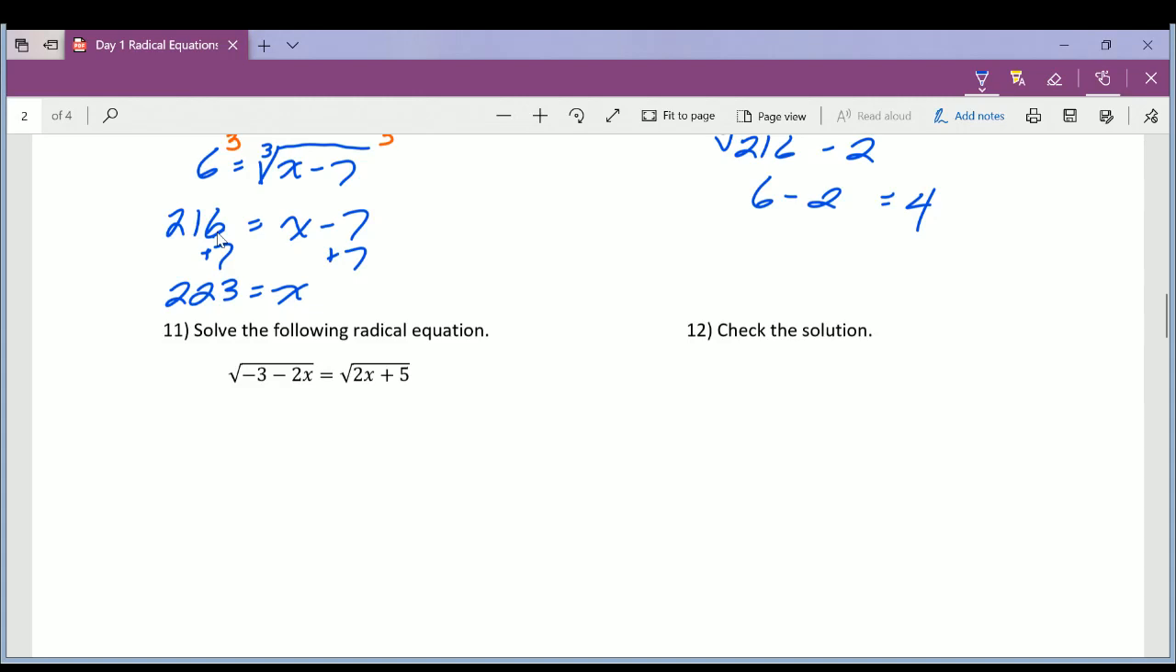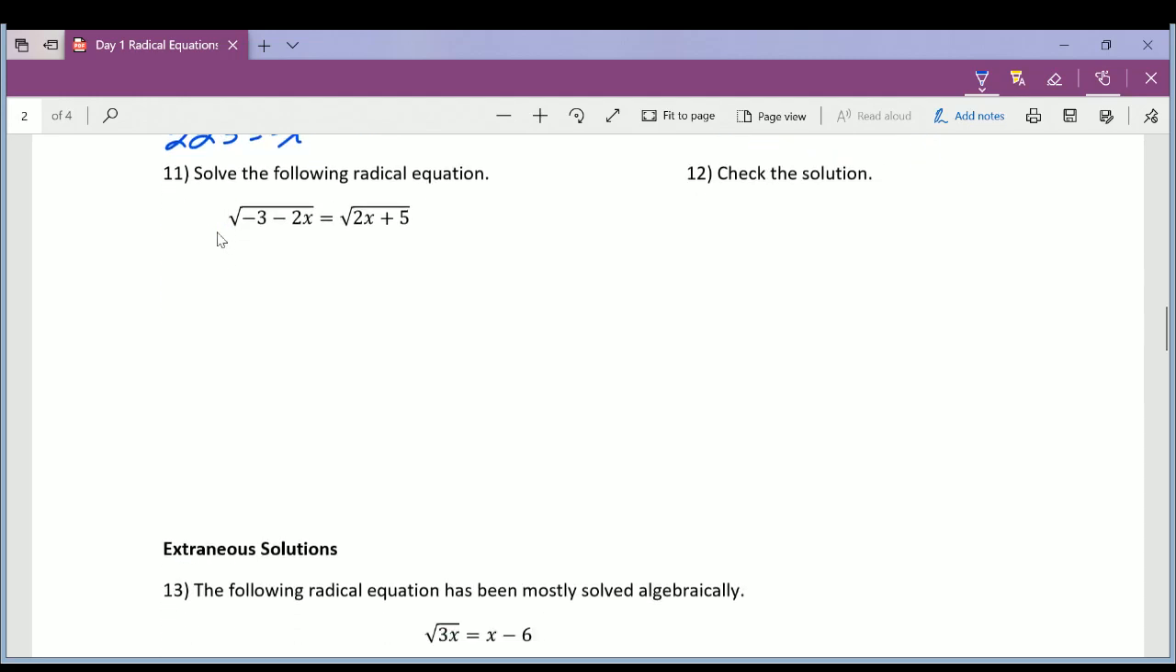All right. This next one is a little different because there are 2 square roots, there's 2 radicals, but they're both already isolated. One's by itself on the left, one is by itself on the right. So the very first thing we're going to do is square both sides. Okay. The left side, it drops the radical. The right side drops the radical.